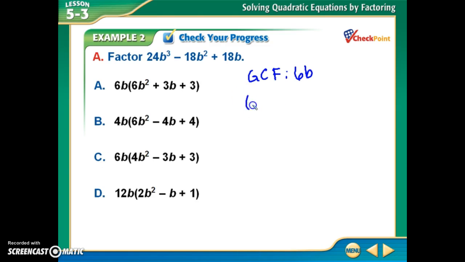So if we pull out a 6b, 24b cubed divided by 6b is 4b squared. Negative 18b squared divided by 6b is negative 3b. And 18b divided by 6b is positive 3b. So our factored form is answer choice C, 6b times 4b squared minus 3b plus 3.